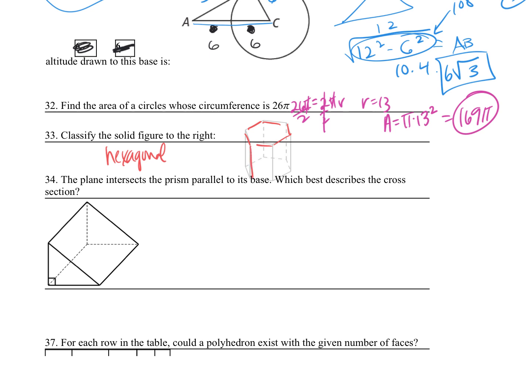And it's a prism because the faces are bases, so a hexagonal prism. On number 34, the plane that intersects parallel to the bases. So my bases are these triangles. So if I intersected parallel to the bases, my cross section would be a triangle.